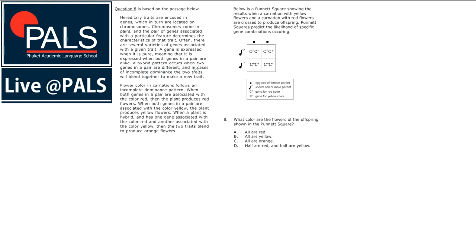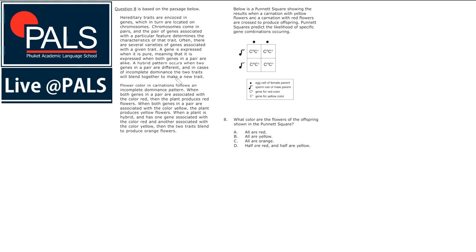A hybrid pattern occurs when two alleles of a gene in a pair are different, when one is dominant and one is recessive. And in cases of incomplete dominance, the two traits will blend together to make a new trait. So here we have another example of a bit more advanced inheritance, incomplete dominance, where the dominant allele is not completely dominant over the recessive allele, and when in a hybrid or in a heterozygous organism both the dominant and the recessive allele are present, then their traits will blend together. So let's say we have a red flower and a white flower, then the hybrid would be pink maybe.